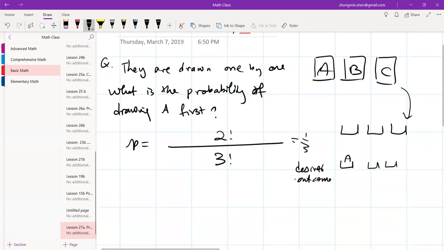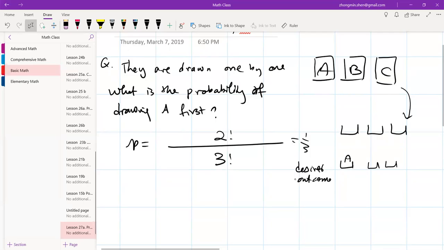Okay? So let me repeat again. First of all, you count the number of all possible outcomes, which is 3 factorial. Now, maybe you have more than 3, like A, B, C, D, E, F, G, you know, many. So we can change the problem a little bit, and you draw one by one, draw three, the first one is A, and maybe the answer will be slightly different.